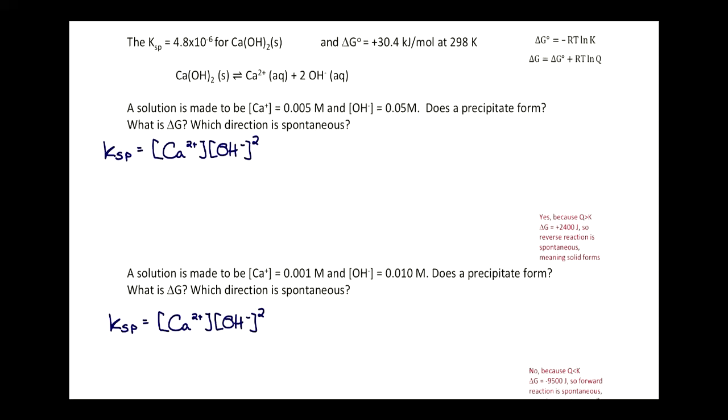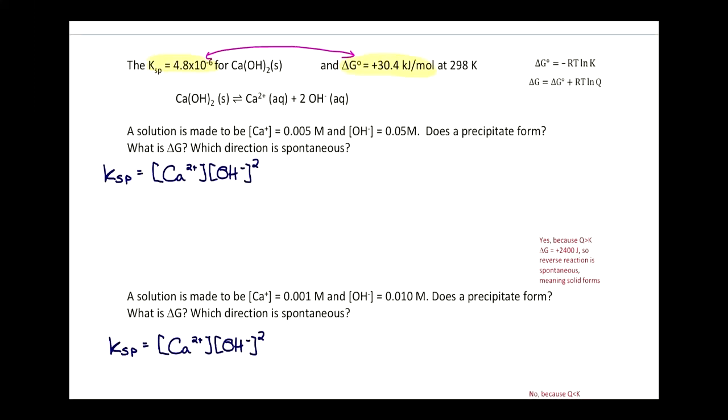Okay, so let's try this. It's the same reaction. Here's KSP again, and here's delta G naught. Notice that these two values are related to one another by this first equation: delta G naught equals negative RT ln K, right? Those two properties are related to one another. So in these situations, we're making solutions that may or may not be at equilibrium conditions. So we're going to use these concentrations and use our intuition to predict what we should observe.